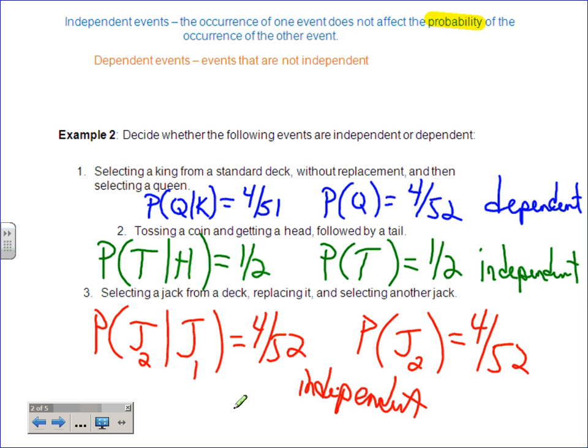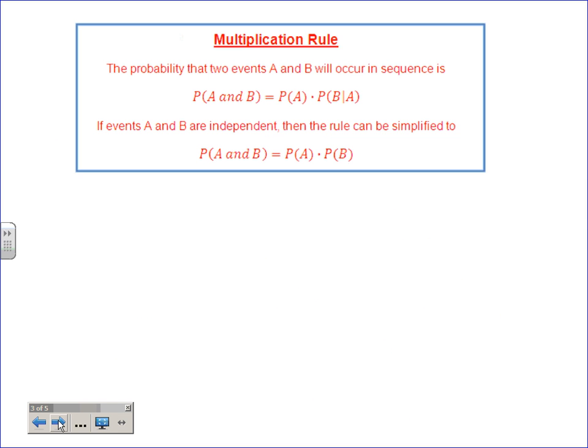Now, the reason we want to know if it's independent or not is that it tells us which one of these formulas I need to use. If it's independent, I get to use a much easier one. It's the one on the bottom. If not, so we're saying events A and B will occur in sequence. So A happens, then B happens.